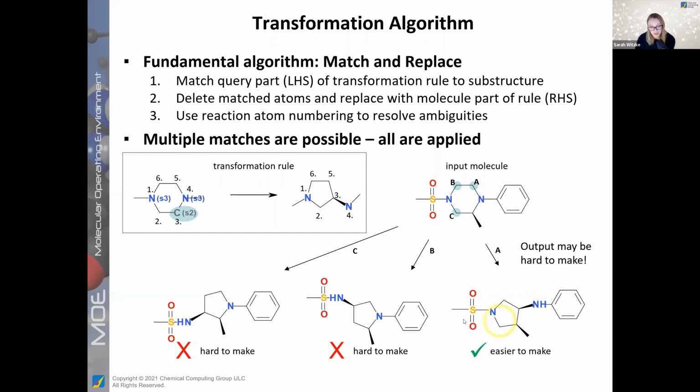Now, it turns out that compounds C and B are quite hard to make synthetically, whereas A is easier to make. And you can see we can quite quickly generate many different molecules; just a small molecule like that, just one transformation gives us 3 compounds. You can see how that can become a lot of compounds all of a sudden. We do want a way of saying, actually, we are only interested in those that are synthetically feasible to create.